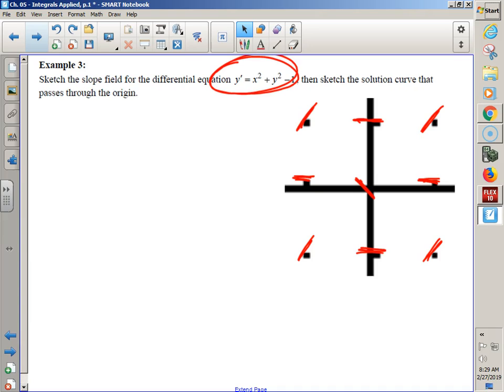If you guys have a chance, check out mine and see if you agree. Check out my slope field. I have it done. It's up at the front. See if you agree.